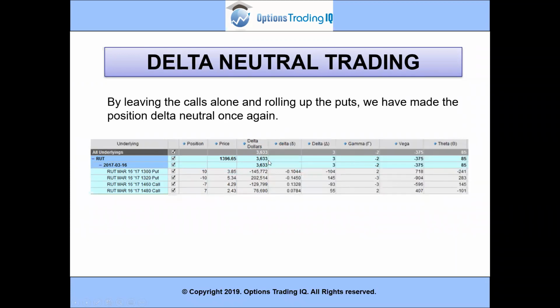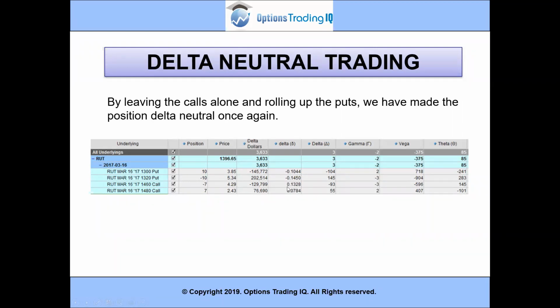So here's our adjusted position, and I'll explain the rationale with this. By leaving the calls alone and rolling up the puts, we've made the position delta neutral once again, more or less, right? We've got a little bit of positive delta, but that's fine. The reason we didn't move the calls in this case is because we're okay with that delta of 13 on those short calls. We're comfortable leaving them there.